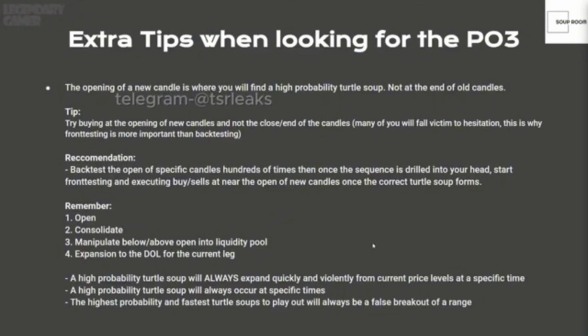A high probability turtle soup will always expand quickly and violently from current price levels at a specific time. That in itself is a V-shape reversal. A high probability turtle soup will always occur at specific times. That is why time is very important and comes before price. The highest probability and fastest turtle soups to play out will always be a false breakout of a range. That is the turtle soup.